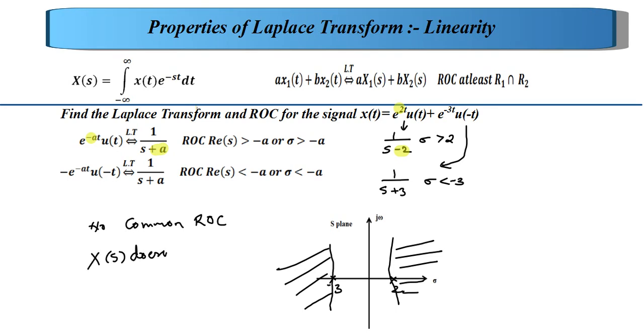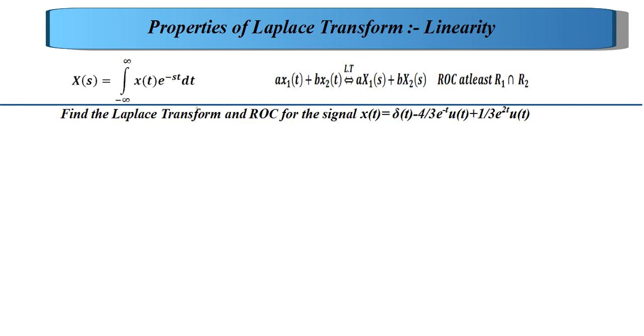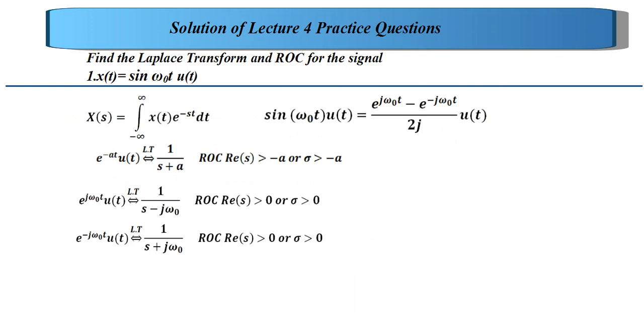Okay, and there is no common area. So you can write x of s does not exist. Individually that signal exists, but the combination does not exist. Now we'll discuss another question.